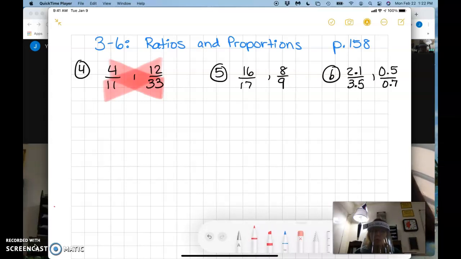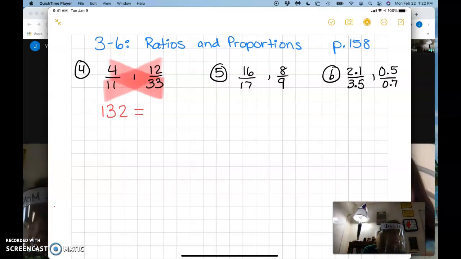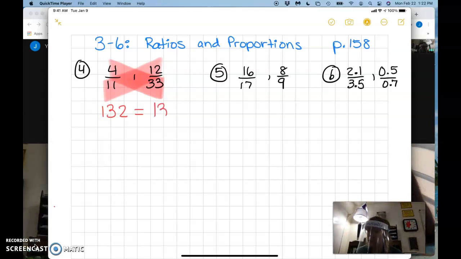What is 4 times 33? Have your calculators handy so you can help me. 132. Good. And what is 12 times 11? It's 132. Okay? So we just cross multiplied, and the left side equaled 132, and the right side equaled 132. So is this a proportion?